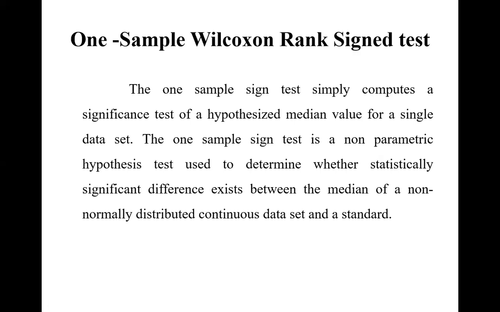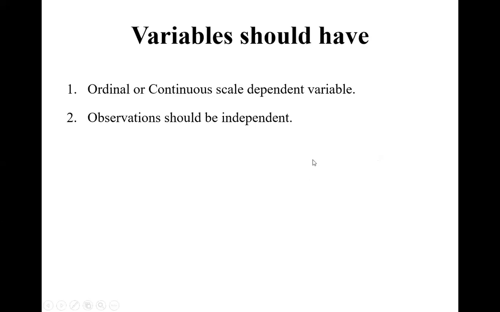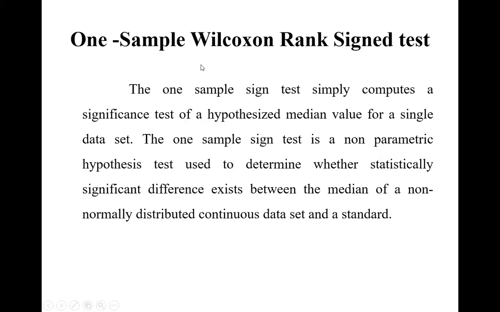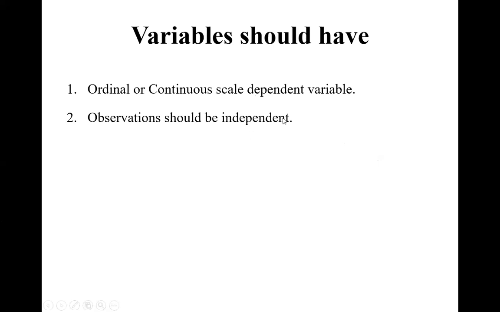It tests whether a significant difference exists between the median of non-normally distributed continuous data and a standard. What does it mean? A non-parametric test is basically an assumption-free test, and we do not check the assumptions of the parametric test, like the data should be normally distributed, as for the one sample t test. So one condition is that data should be ordinal or continuous.